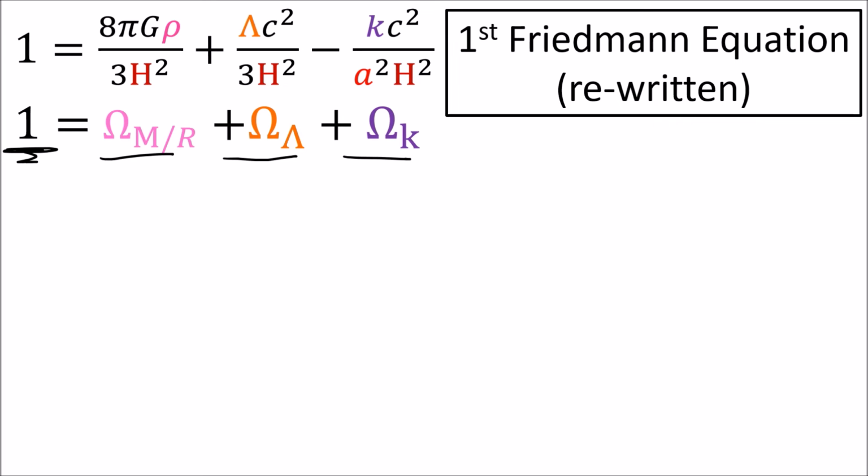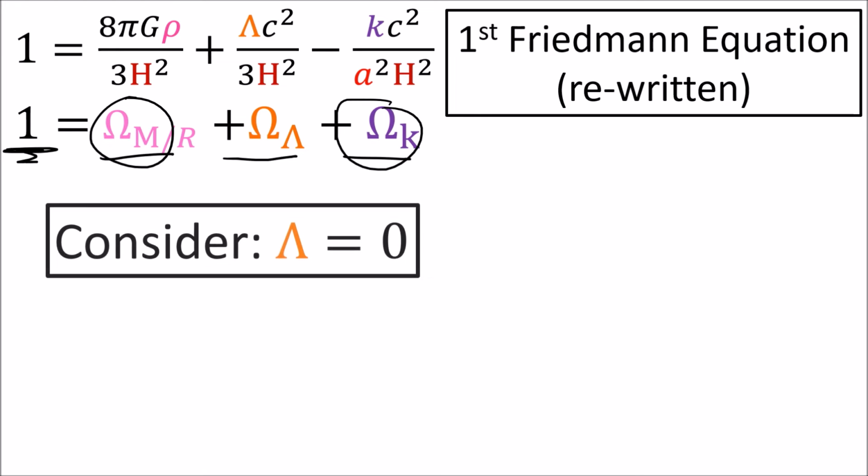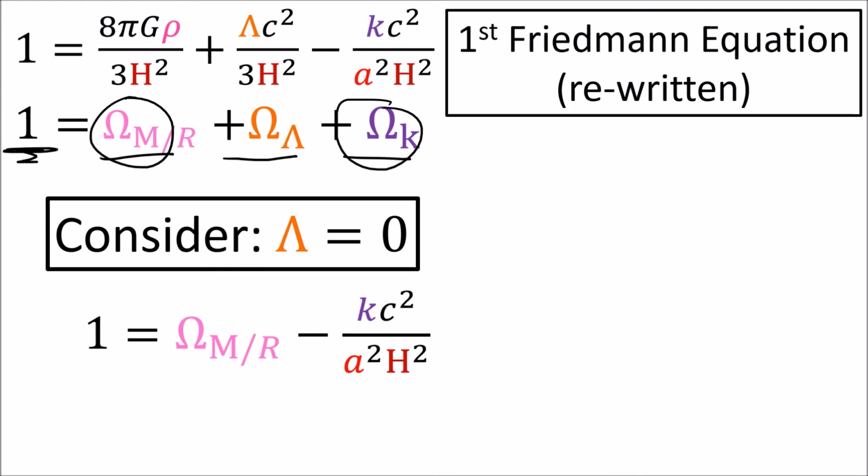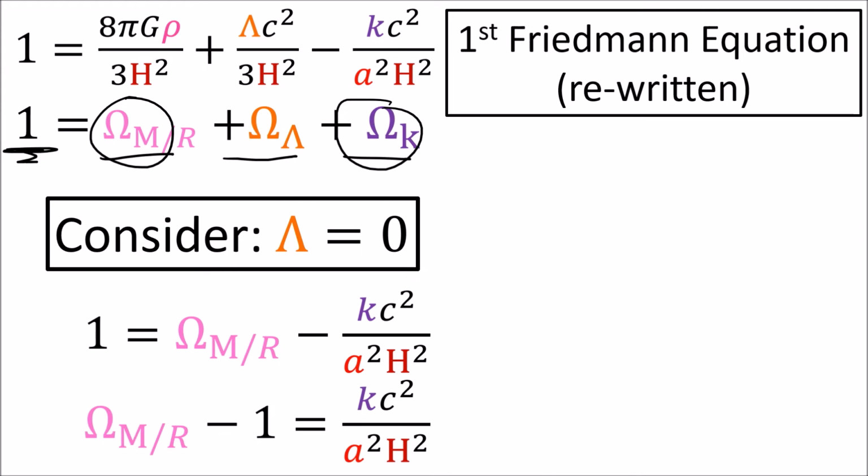Since we want to examine the relationship between density and curvature, let's look at the case where the cosmological constant is 0. So our first Friedmann equation can be rewritten like this.